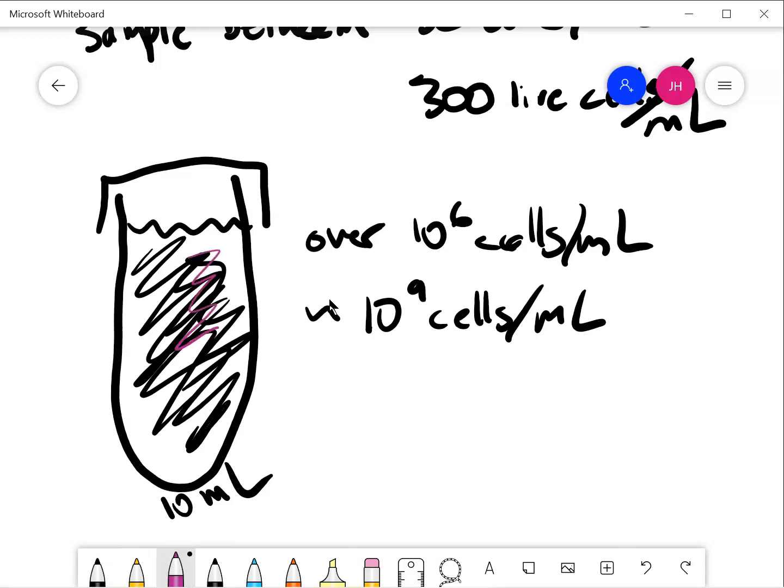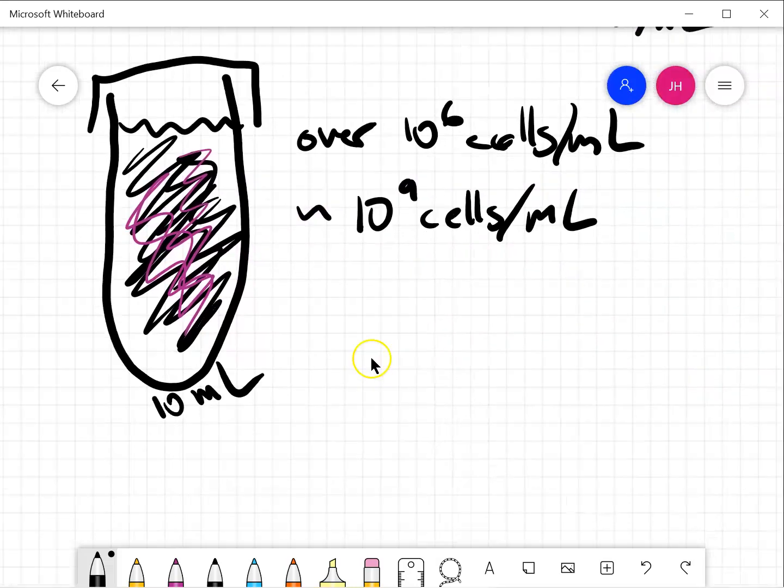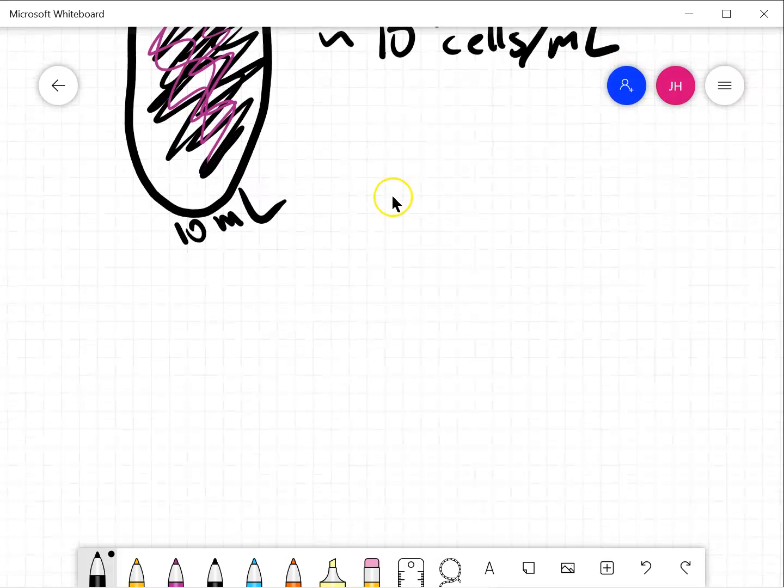Some of them might be dead. They might have grown up all night and then half of them died, or like 90% of them died. So you really can't figure out how many live cells you have very easily. So what we do is a serial dilution.